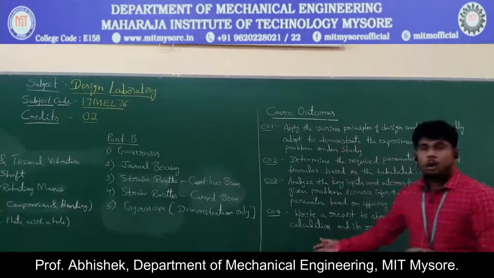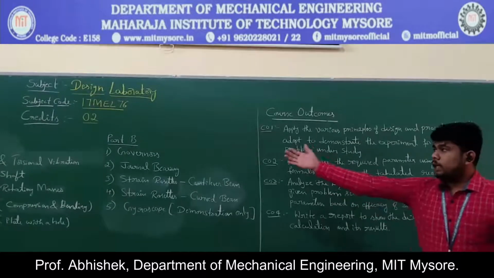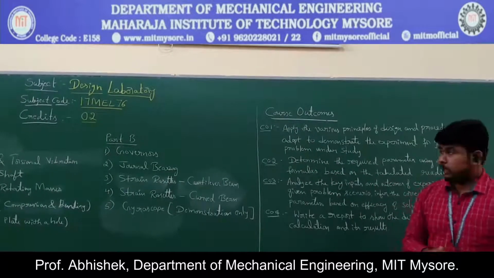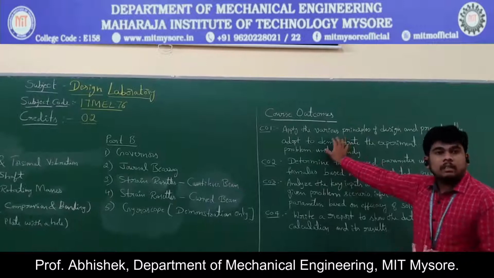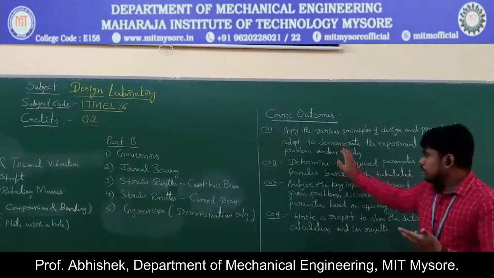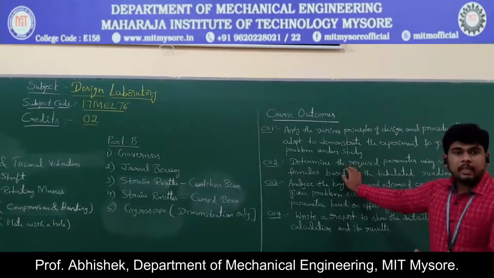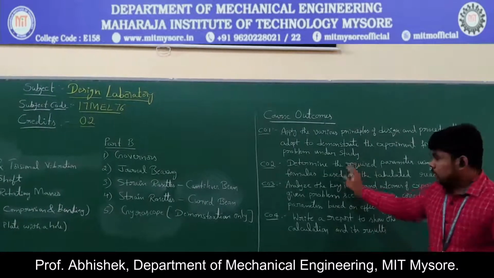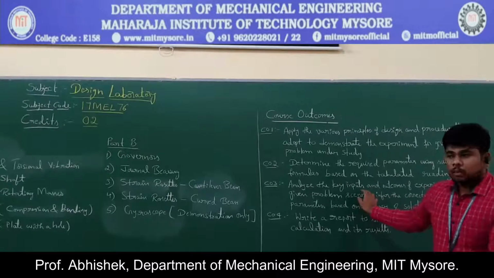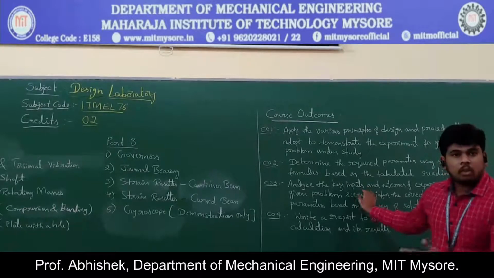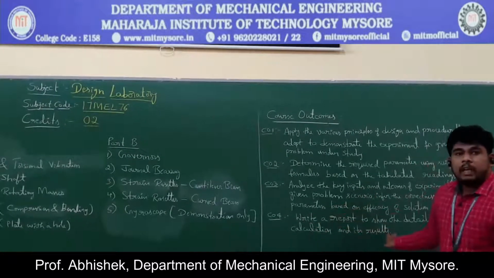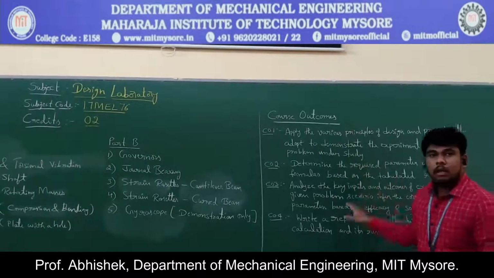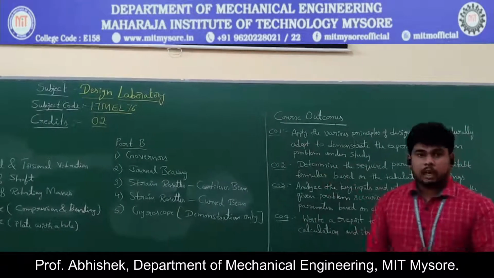So these are all the 4 outcomes that we will get from the design laboratory. First, we are going to apply the design concept to conduct the experiment. Then we will get some readings and we are going to use the standard formula to get the answer. Then we are going to analyze the result, whether it is correct or wrong. Then we are going to make a document. So these are the outcomes from the design laboratory.